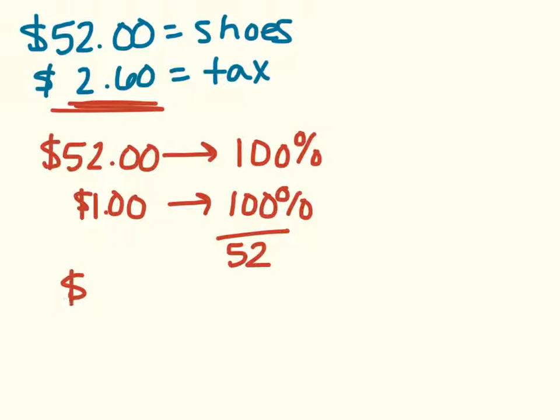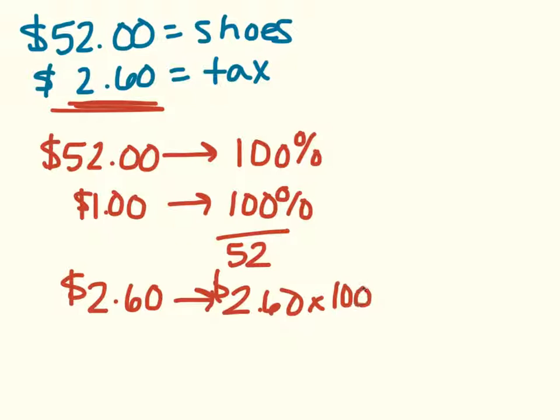So we know that the cost of our sales tax was $2.60, so we'll take $2.60 times 100 over 52, which will give us a sales tax rate of 260 divided by 52. Okay, that'll be 5%. So our sales tax rate is 5%.